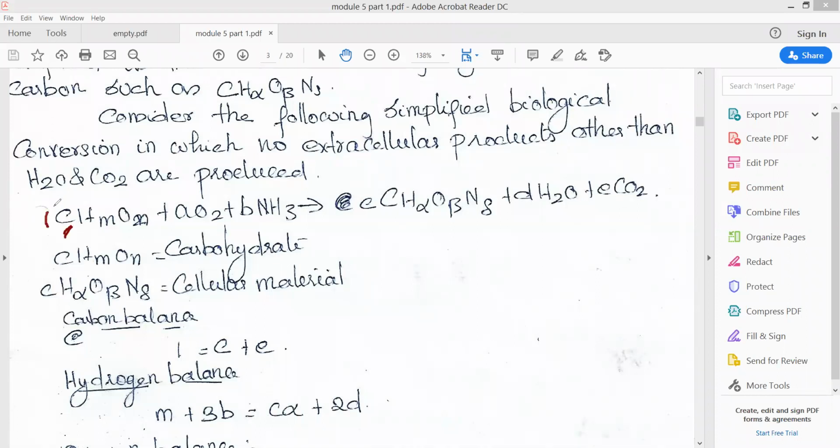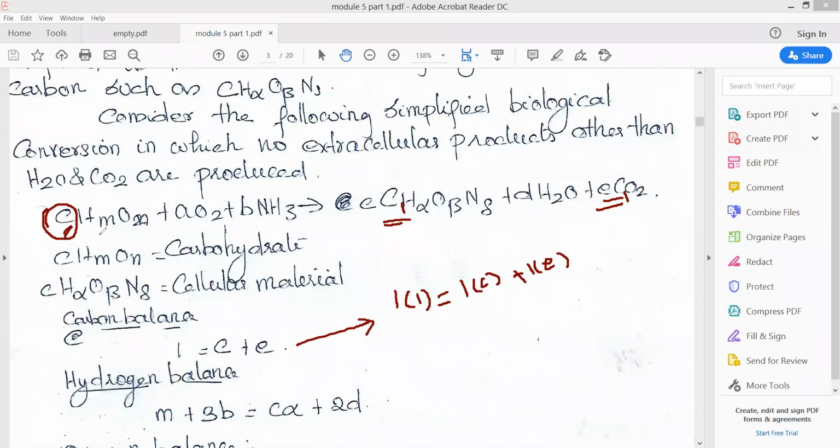We should see the coefficients of carbon. How much carbon is there? The coefficient is 1, and the number of carbon atoms is 1, so 1 into 1. Here no other carbon is there in reactants, is equal to, in products, 1 into c, one atom of carbon into the coefficient c, plus again one atom of carbon and the coefficient is e. So the carbon balance for this equation is 1 = c + e. Like that you have to write.